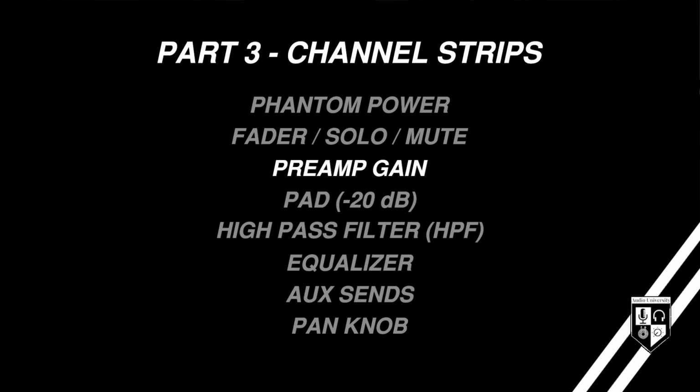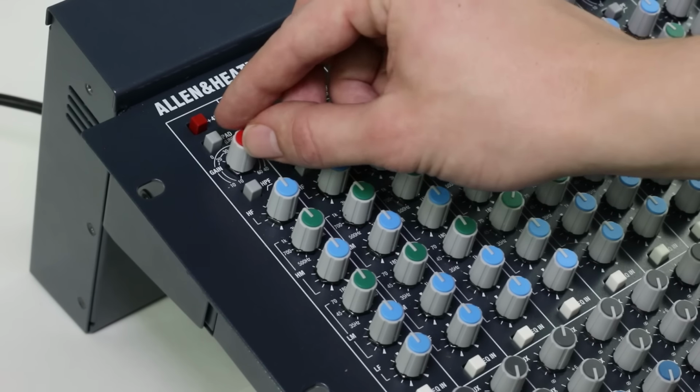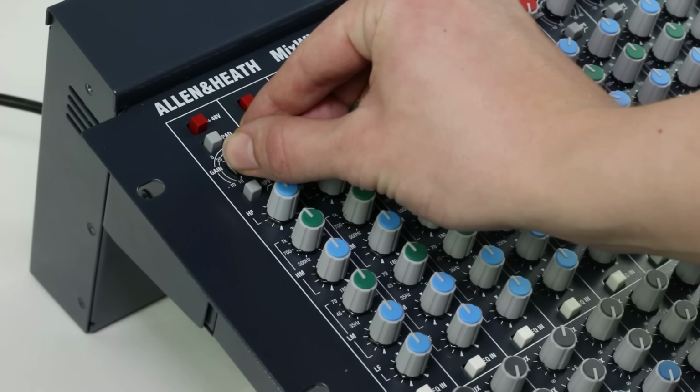Once you've routed your input channel to the main speakers or the headphones, the first thing you should adjust is the preamp gain. This knob determines the input level of the audio source. I recommend adjusting the preamp gain according to how loud that input needs to be in the final mix, while keeping the input faders and the master fader set to unity.